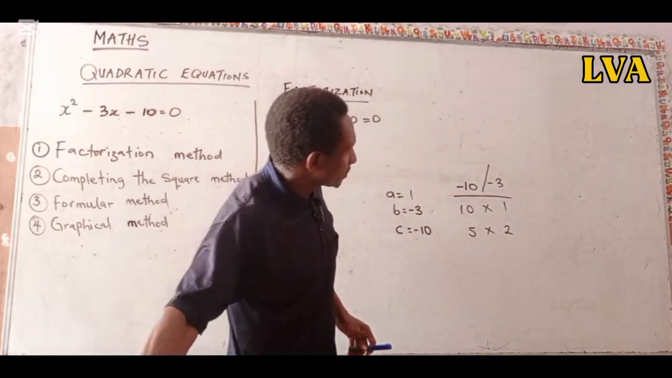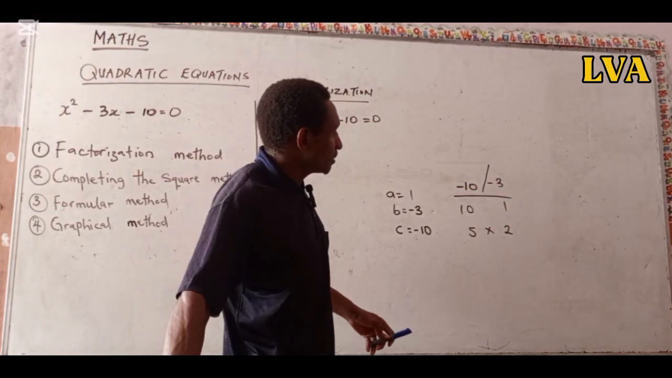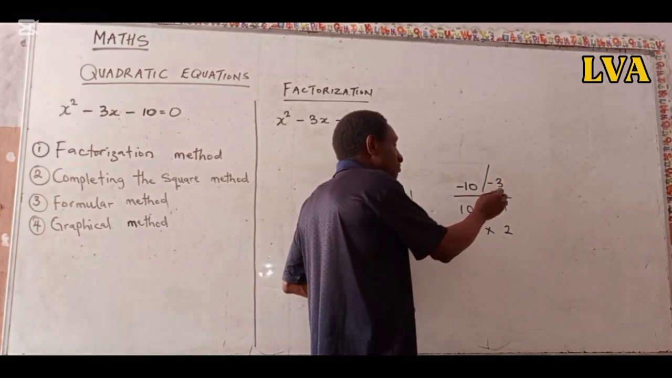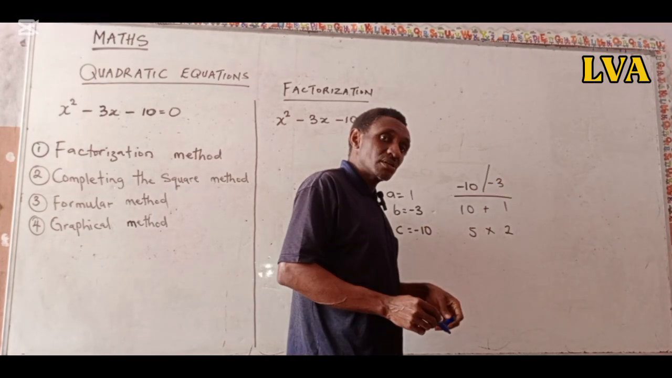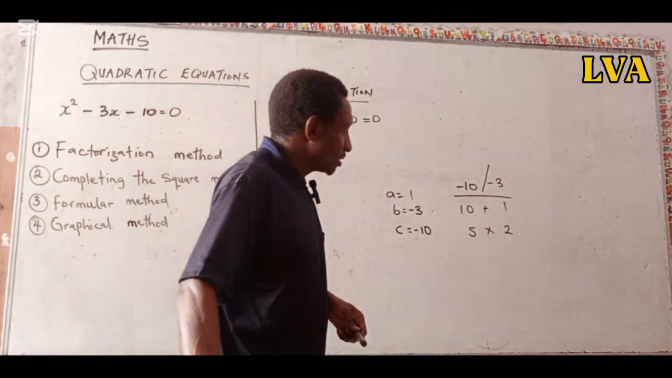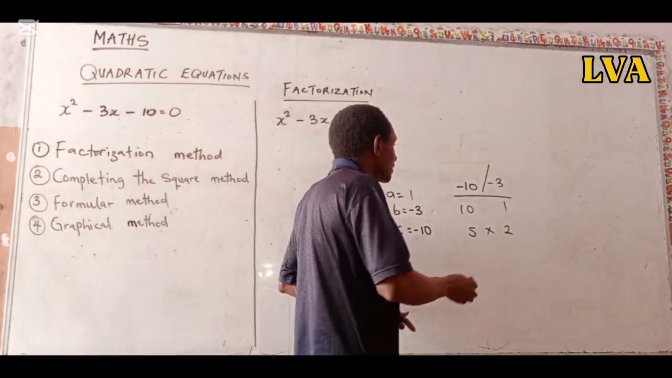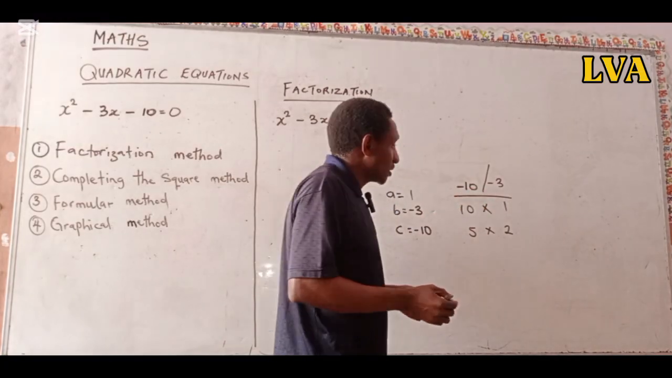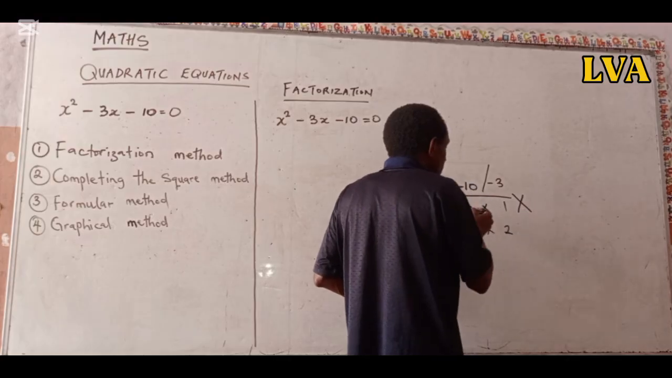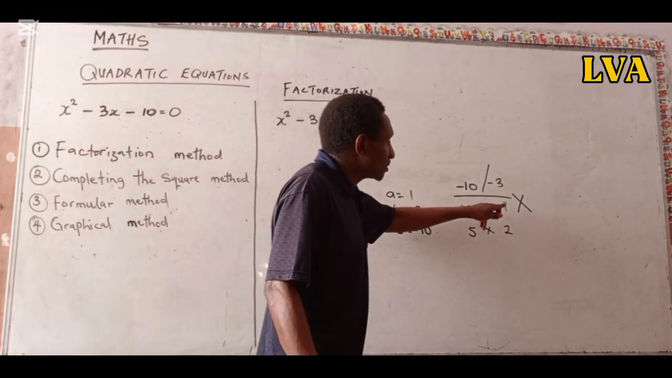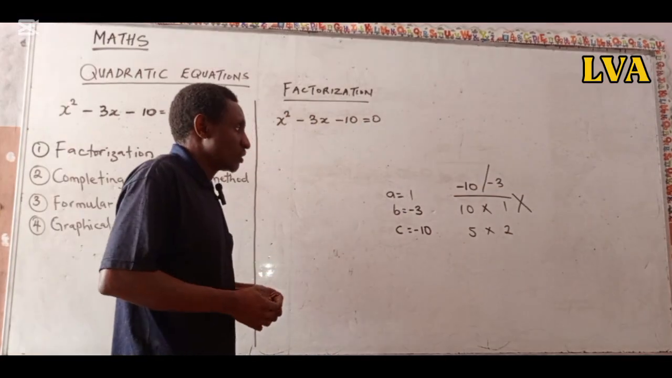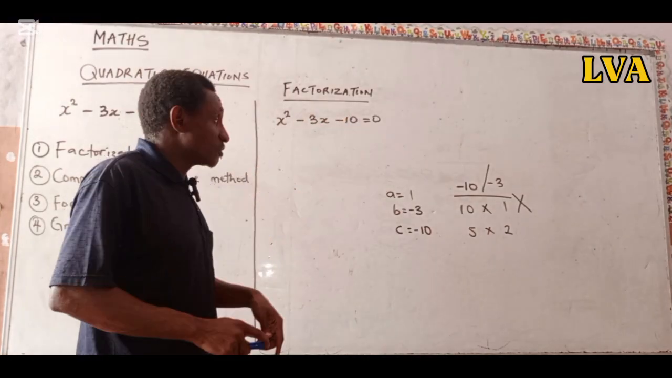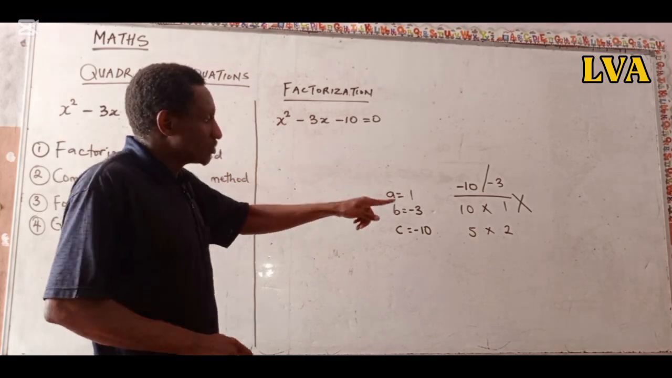If I remove the multiplication sign, there's no way I can get 3 here. Even if I put plus or minus, there's no way 10 and 1 can give me 3 by either adding or subtracting. So obviously, that tells me that even though 10 times 1 can give me 10, there's no way it can give me 3, not to talk of minus 3. So that cancels this option. This option is not possible. It can't give me what I'm looking for, because I'm looking for numbers that when I multiply give me minus 10, and when I remove the multiplication sign, give me minus 3. Now let's look at the second option.